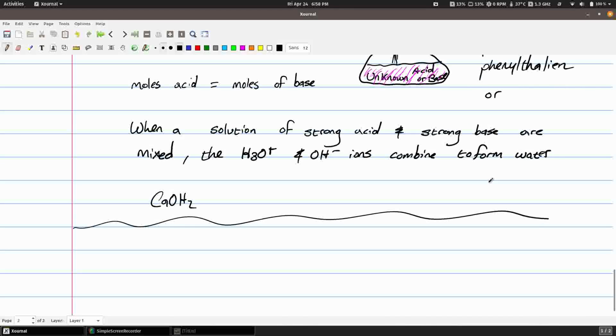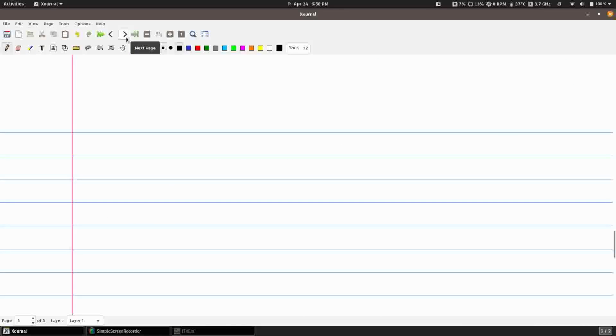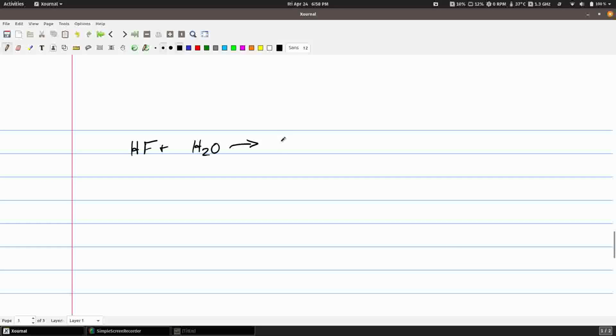And this was all for strong acids. Now, we're going to go on. That was for strong Arrhenius acids. Sorry, I misspoke. So say we had HF plus H2O. And then we have a strong Bronsted-Lowry.